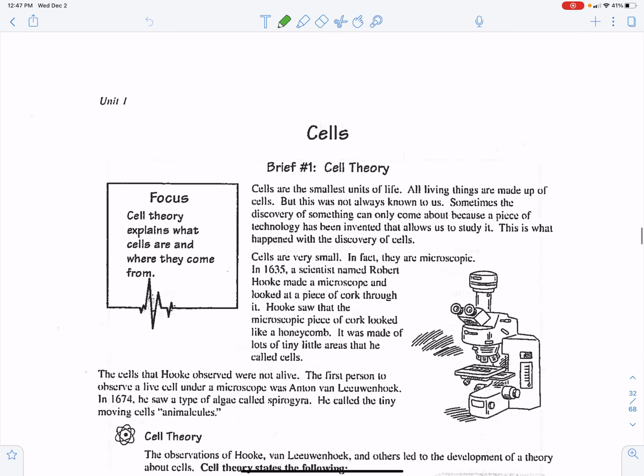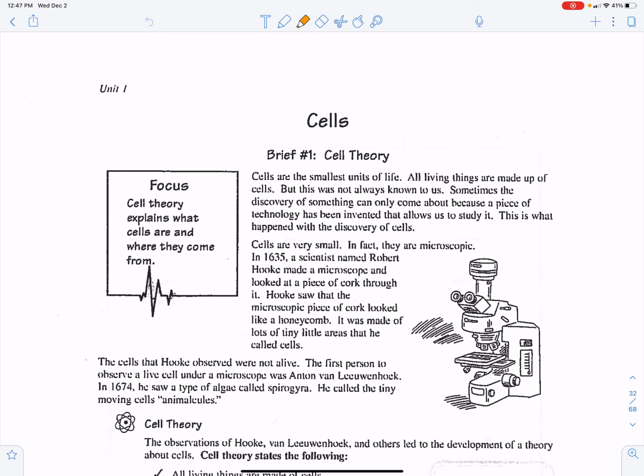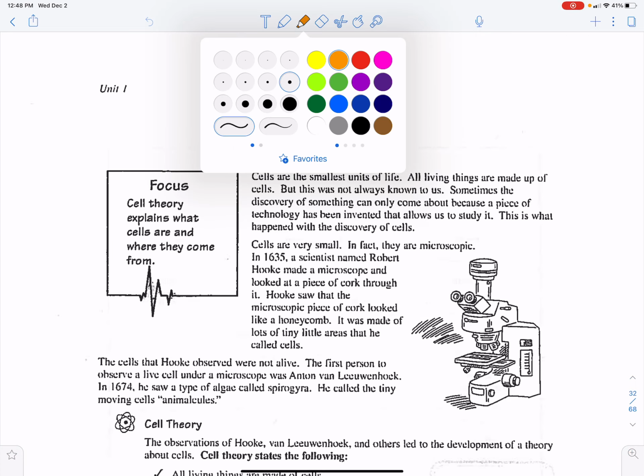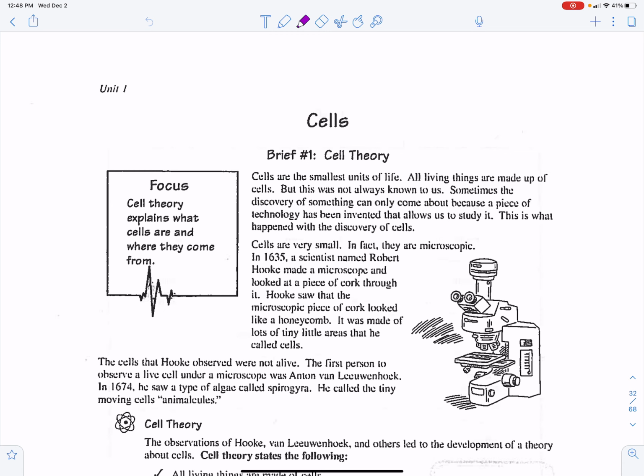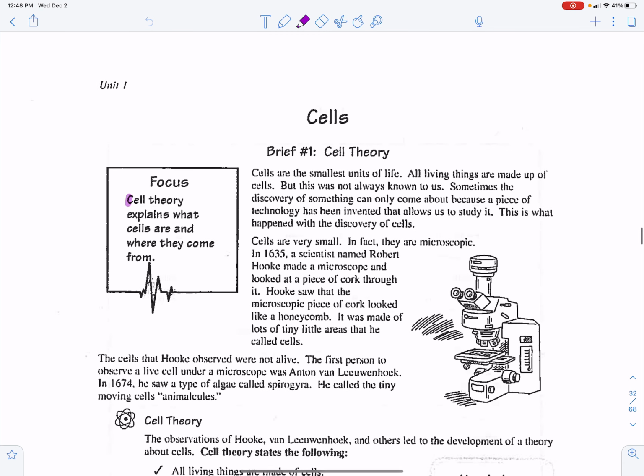So the next piece we're going to talk about is cells. Cells are the basic building block or unit of all living things. There are some ideas to this. One of them is the cell theory. The cell theory states that all cells come from other cells, okay?